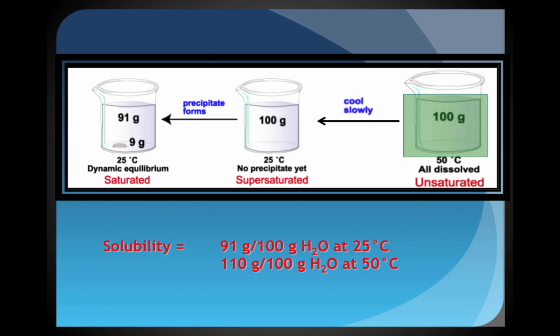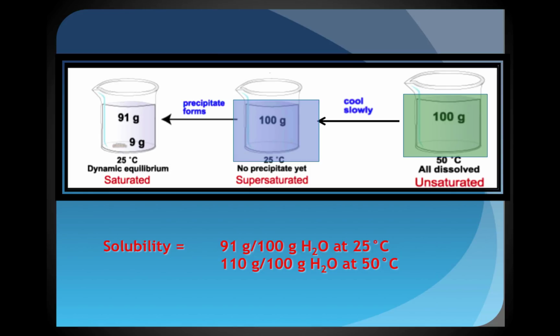Now, if we cool this beaker very slowly with its contents, all 100 grams of solute that's dissolved will remain in solution. Even if we bring it down to 25 degrees, if we're careful, all 100 grams will remain in solution. This is referred to as a supersaturated solution. More than the maximum amount is dissolved at the particular temperature. Remember, at 25 degrees, the solubility is 91 grams in 100 grams of water. Right now, that excess 9 grams has dissolved in the water. This is a supersaturated solution.